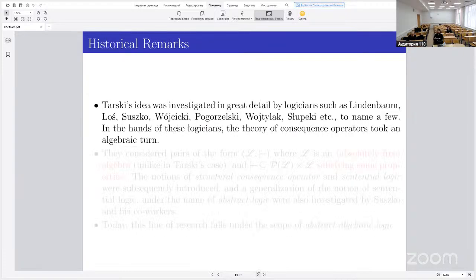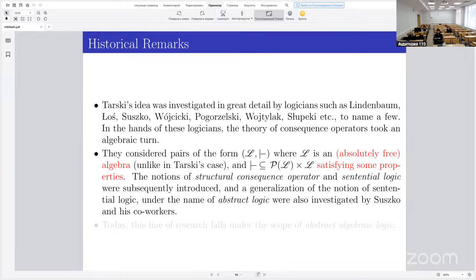Tarski's idea was investigated in great detail by Polish logicians such as Lindenbaum, Bohr, Shusko, Wojcicki, and so on. In the hands of these logicians, the theory of consequence operator took an algebraic turn. So they considered pairs of this particular form, but here A was an absolutely free algebra, unlike in Tarski's case, which considered only sets, even though it was a countable set.